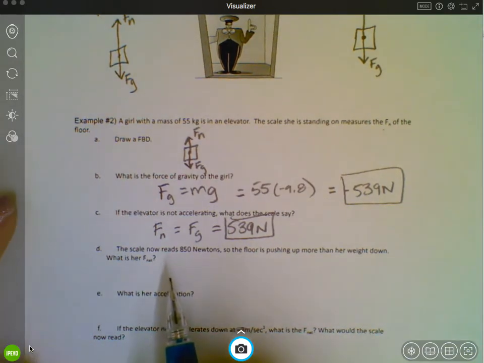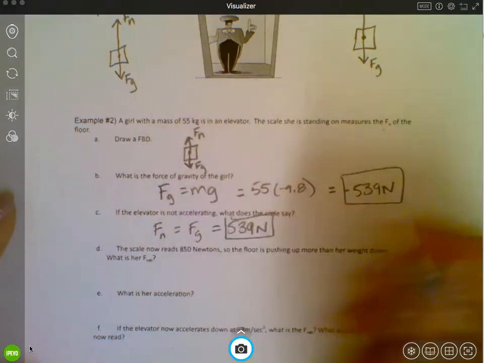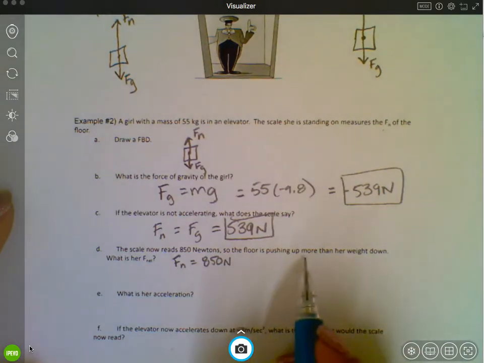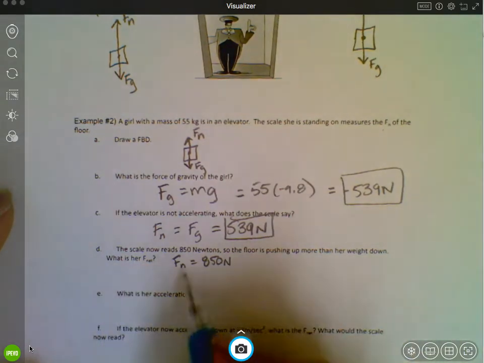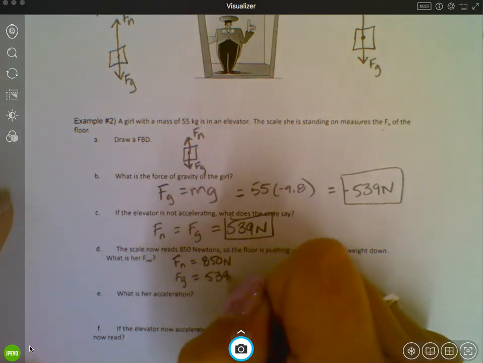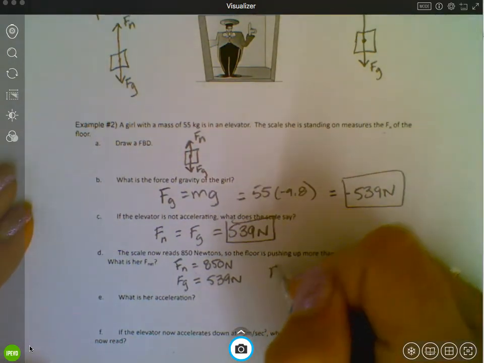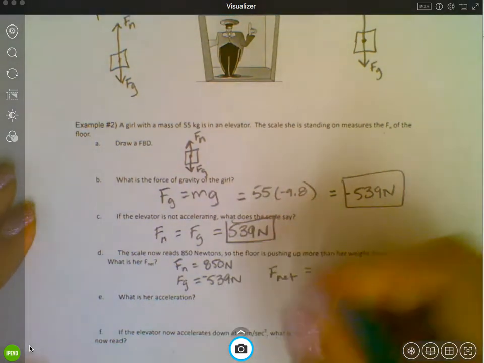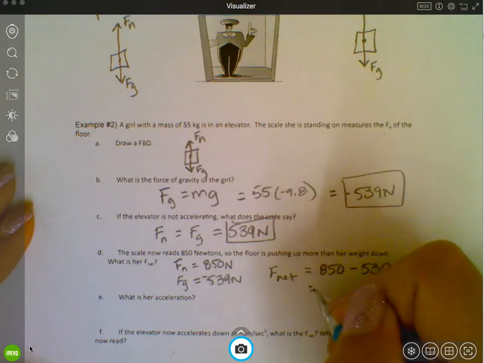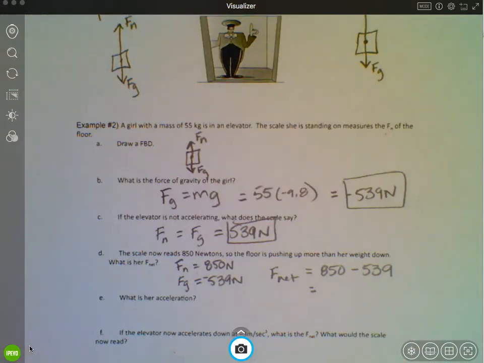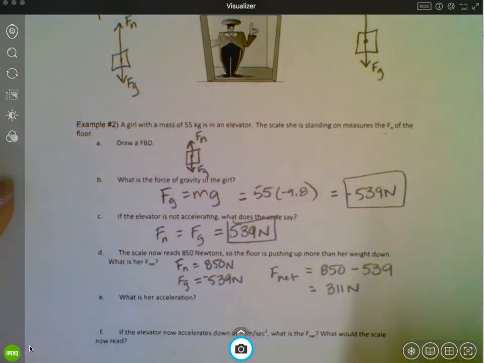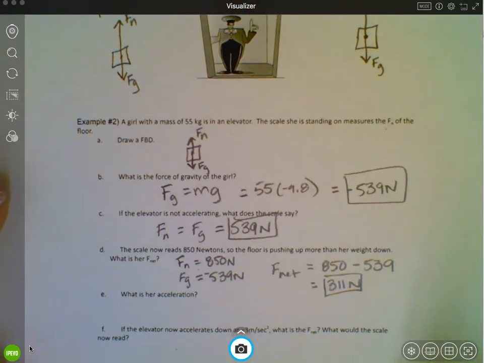Now, if the scale reads 850 newtons, basically the normal force is 850 newtons. So the floor is pushing up more than her weight down. What is her F net? Well, if the normal force is 850, her weight didn't change. It's still 539 down, and you can put negative. But when we plug it into the equation, positive is 850, negative is 539. And so the F net is just the difference of those two. So you get 311 as her net force.